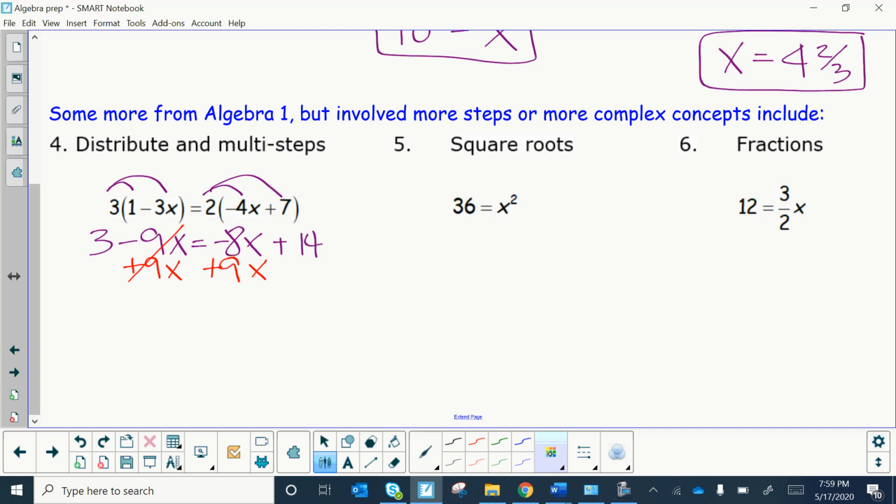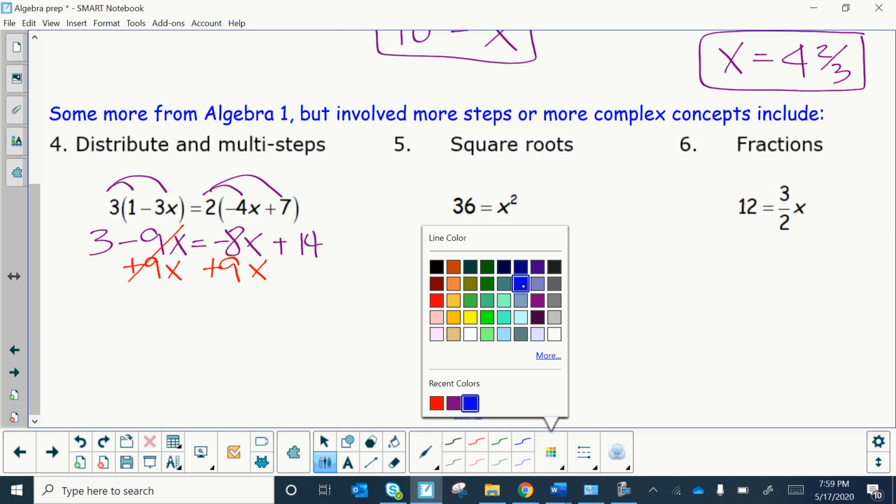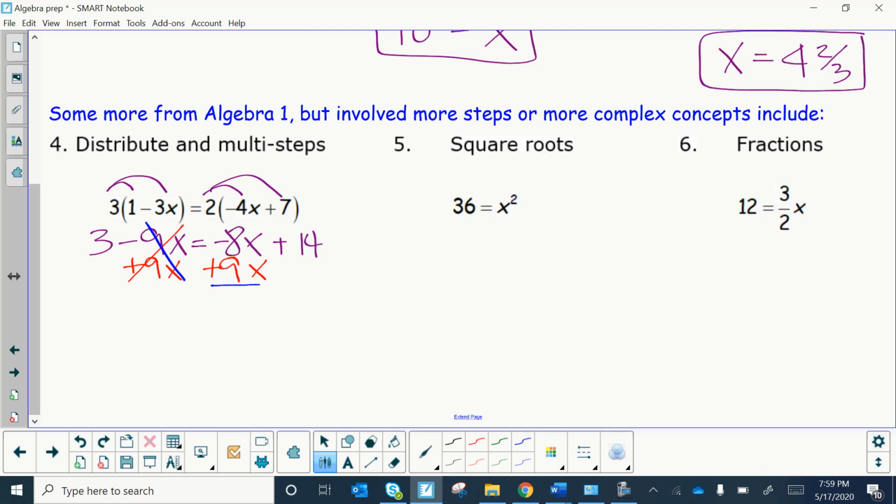And then, since you moved all the x's to this side over here, you can, at the same time, subtract the 14 to get rid of that, and make sure you do that to the other side, okay? So I have 3 minus 14, which will give me negative 11, equals negative 8 plus 9x is 1x, and I'm done with the equation. Okay, if you don't like to do subtracting or adding in one line, you can do that in multiple steps.